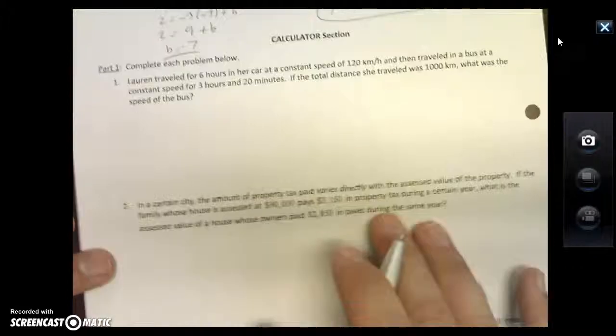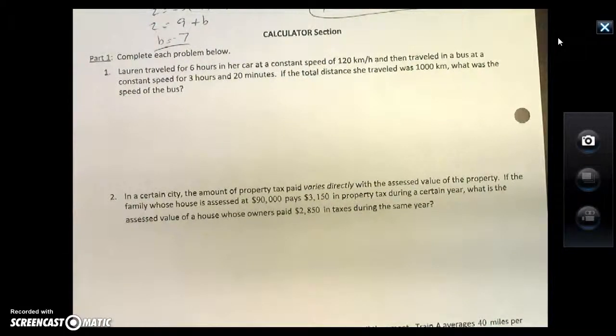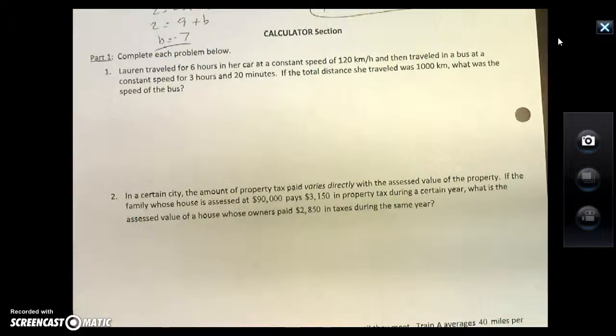Cool. Last three. See if we can get these done in the 15-minute time limit. Lauren traveled for 6 hours in her car at a constant speed of 120 kilometers per hour, and then traveled on a bus at a constant speed for 3 hours and 20 minutes. If the total distance she traveled was 1,000 kilometers, what was the speed of the bus?